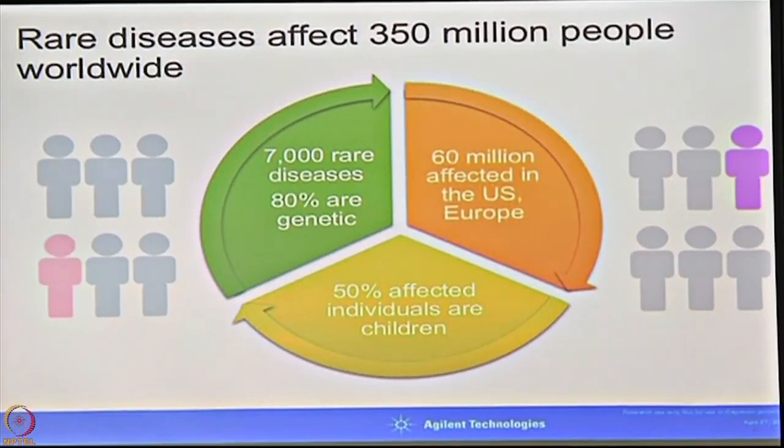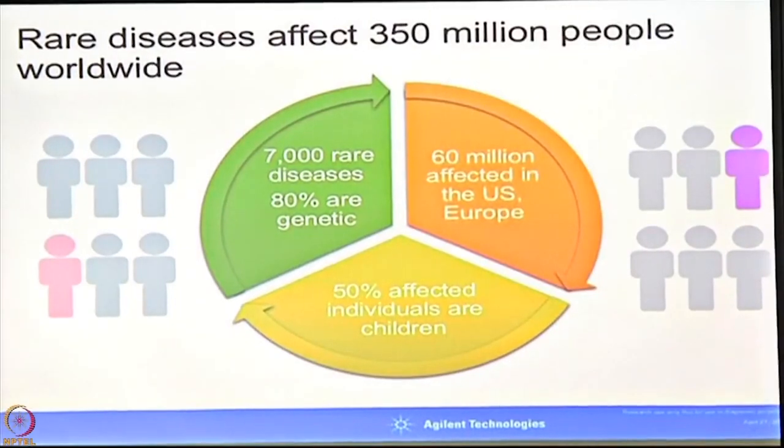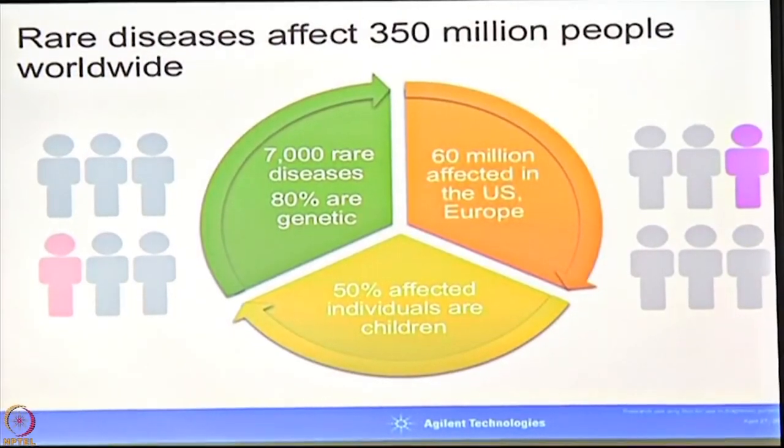Something is wrong in their genetics. So, yes, please. We are talking about 60 million affected in the US and Europe. Is there any study for any reason? Yeah, I am coming to the next slide. This is some worldwide data I am telling. Now I am going to the next slide. I have Indian data also. And 50% of those affected are children.